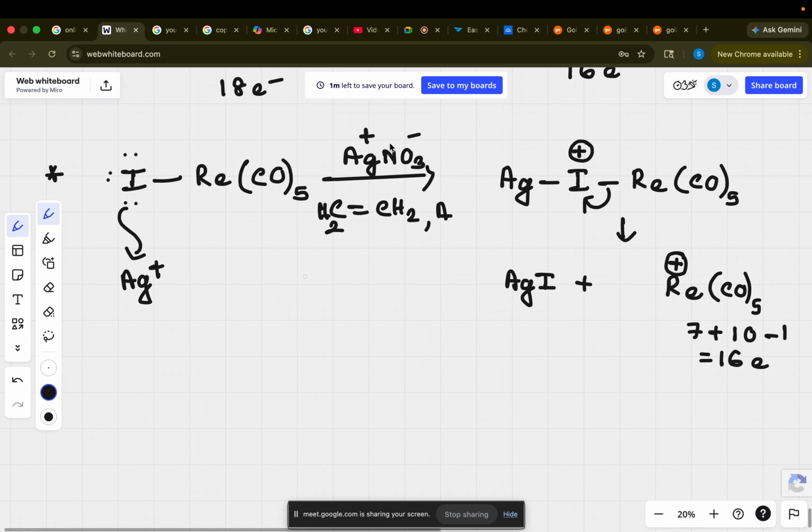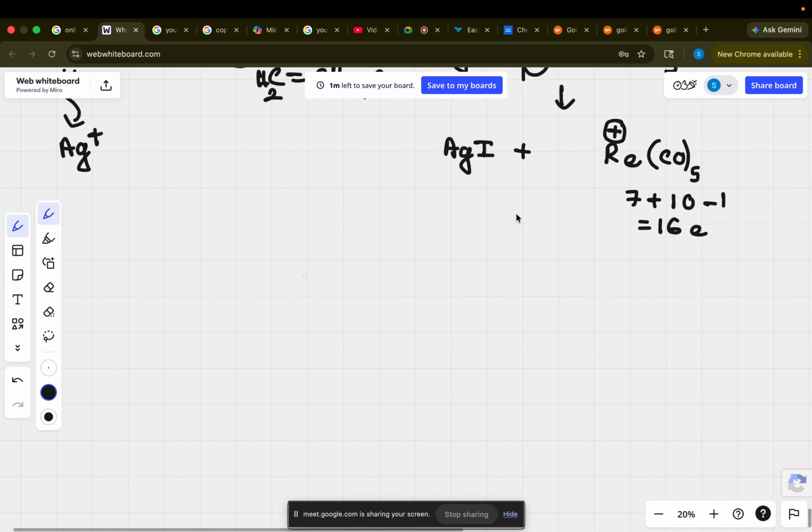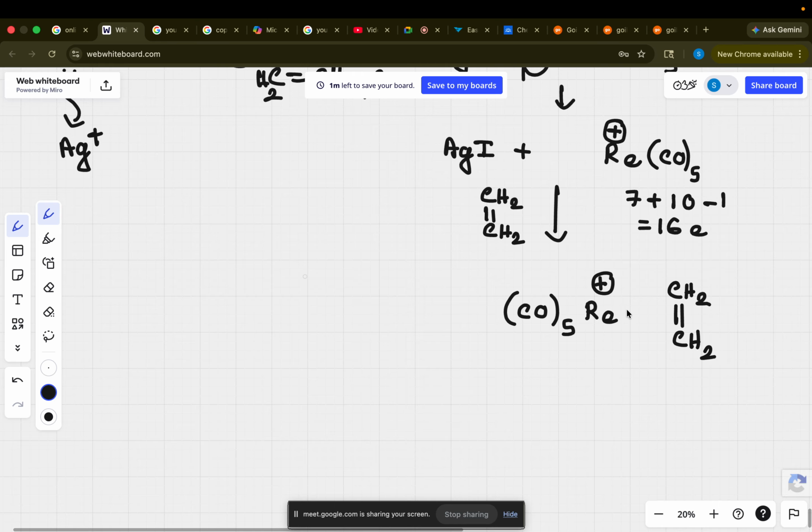Now if you see here, they have given you this ethylene compound with this rhenium. So what will happen in the presence of this ethylene? It will donate 2 electrons. This ethylene will donate 2 electrons to the rhenium positive center. So I can draw it like this: CO whole 5, then rhenium with a positive charge here, and here you have this ethylene system, CH2 double bond CH2, donating 2 electrons to the rhenium center. So you will get 18 electrons here.